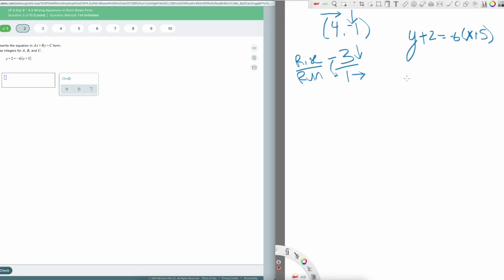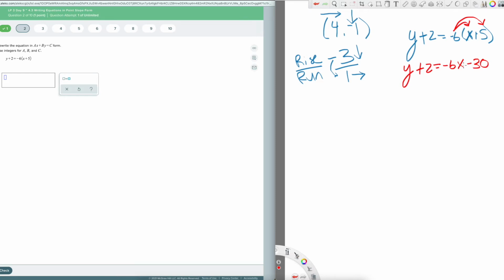So we're going to distribute this negative 6 just like this. So we have y plus 2 equals, and negative 6 times x, that gets us negative 6x. Negative 6 times 5, that gets us negative 30. So now I've started to simplify this. I can't add or subtract anything else on just the left or just the right. So I'm simplified. That's what PEMDAS is for, simplifying.